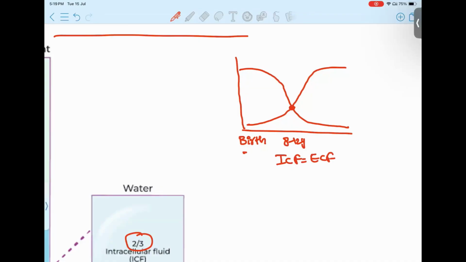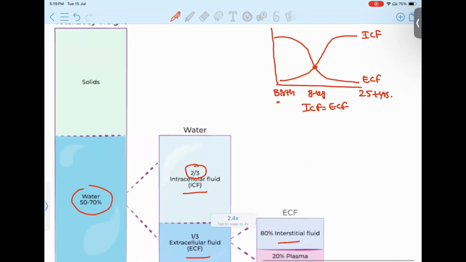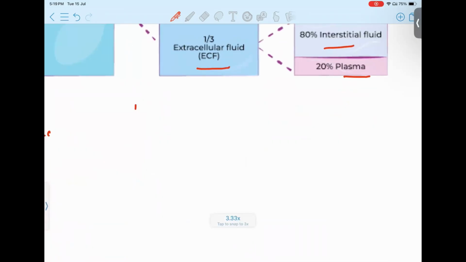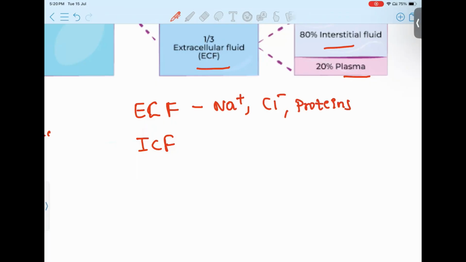And at birth, what happens? Your ICF is low and your ECF is high. This is at 25 plus years. This is how the body fluids are maintained. Next, body fluids, if subdivided, what happens here? Your ECF contains what electrolytes and your ICF contains what electrolytes? The extracellular fluid is mostly filled with sodium, chloride, and other proteins. And in the intracellular fluid, potassium, phosphorus, and other small organic proteins are present.